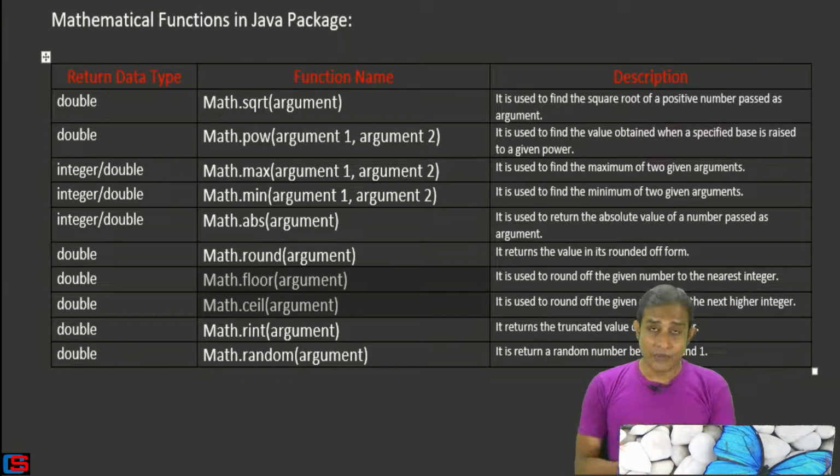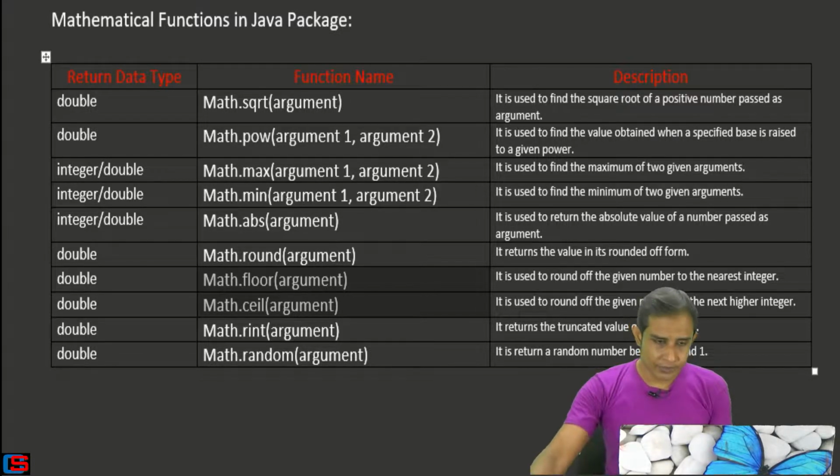In the case of the math.ceil function, it returns the value which is near to the number but higher than the value provided by the user. It never returns the lower value. So the ceil function always returns the higher value, and the floor function always returns the lower value than the number provided by the user, okay.